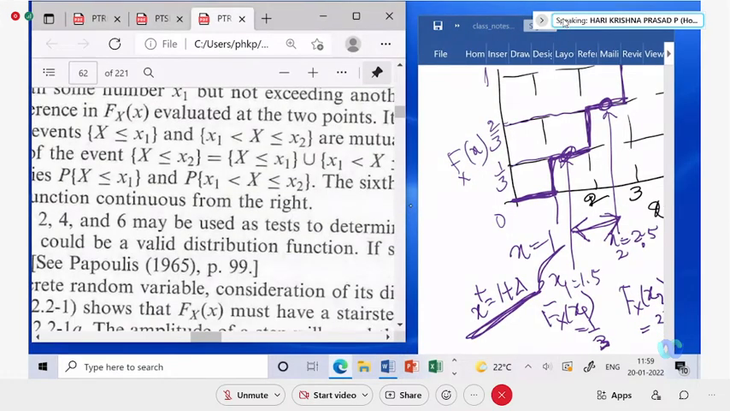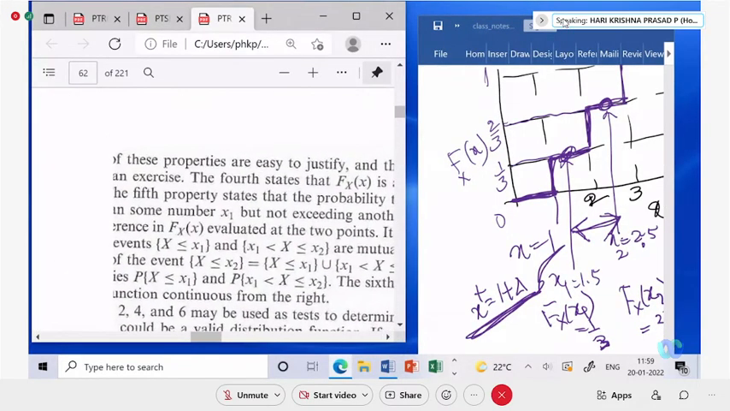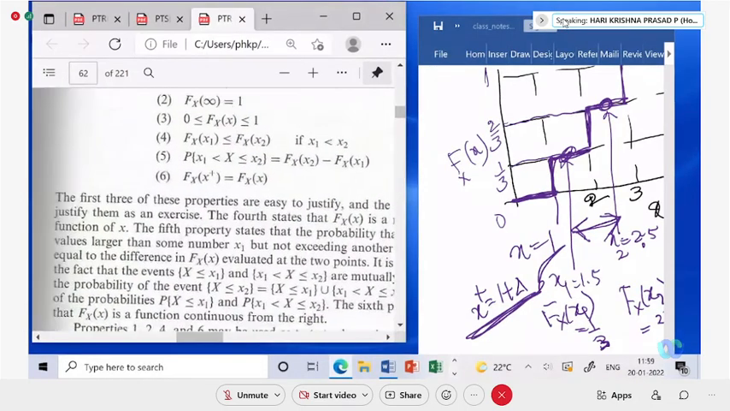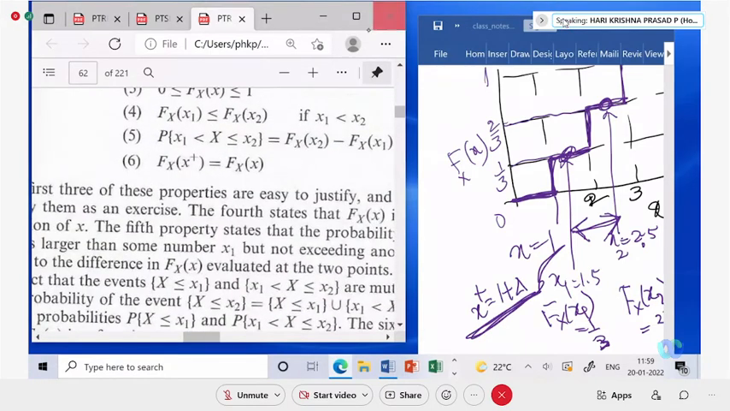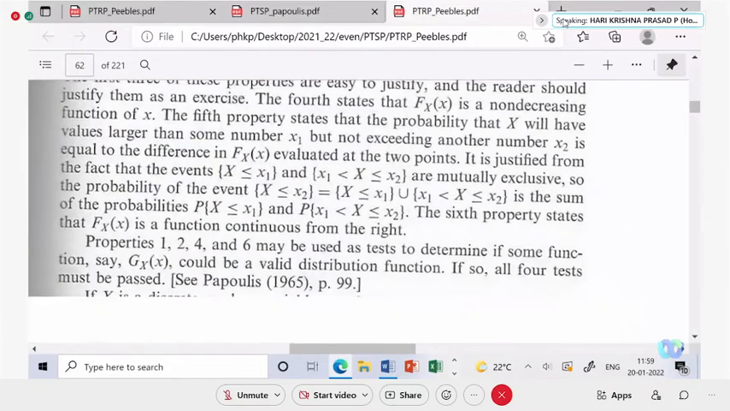Any questions, please? Normally, you may get a question like: state the properties of the distribution function. Justify the properties. In that case, you have to give logical reasoning to prove these properties of the distribution function. Okay, let me go back. Properties are being covered.